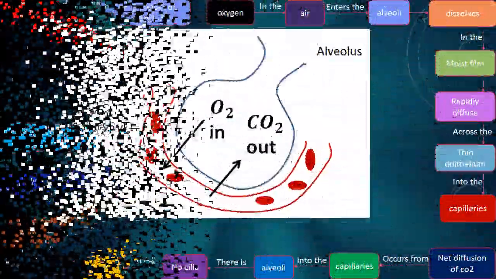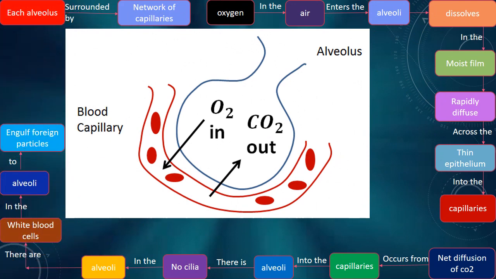Each alveolus is surrounded by a network of capillaries. Oxygen in the air enters the alveoli, dissolves in the moist film, and rapidly diffuses across the thin epithelium into the capillary. Net diffusion of CO2 occurs from capillaries into the alveoli. There are no cilia in the alveoli. There are white blood cells in the alveoli to engulf foreign particles.